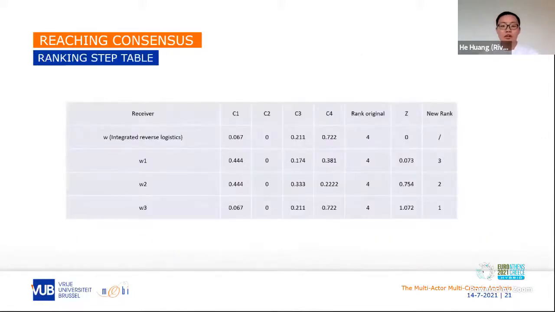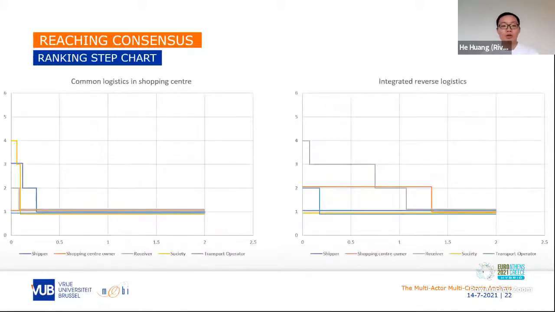To dig into the detail of the ranking change of the alternatives in stakeholder groups, the ranking step table is listed. From this slide, you can find the detailed weight change of the criteria of stakeholder group receiver to rank the alternative integrated reverse logistics. When the rank distance is 1.072, the alternative can be the top choice for the receiver group.